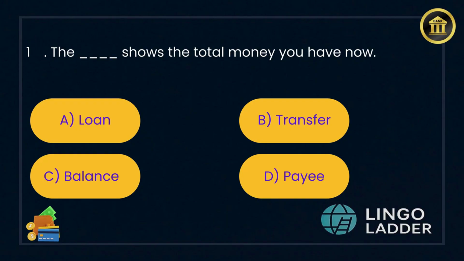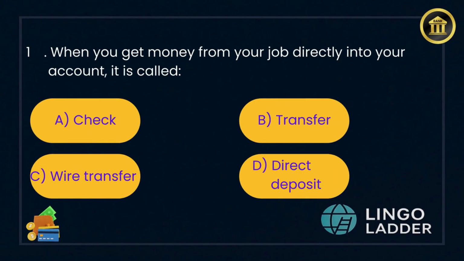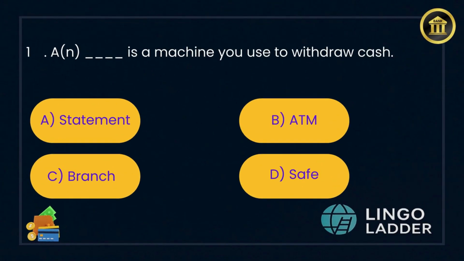17. The balance shows the total money you have now. Correct answer is balance. 18. When you get money from your job directly into your account, it is called direct deposit. 19. An ATM is a machine you use to withdraw cash.